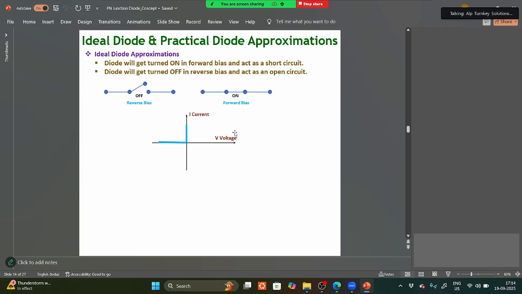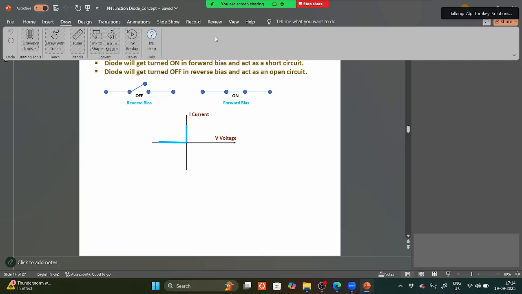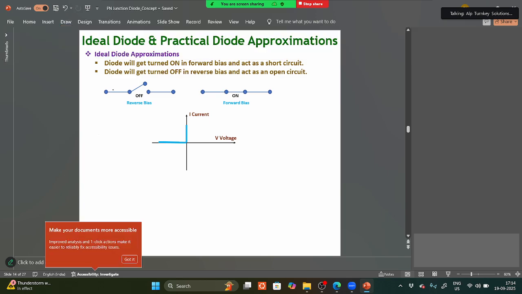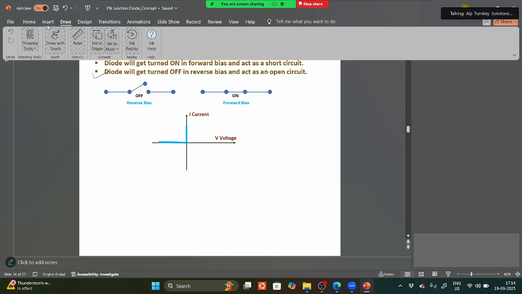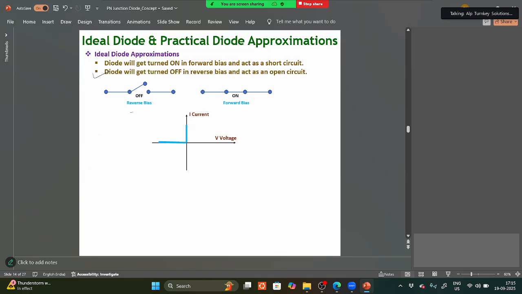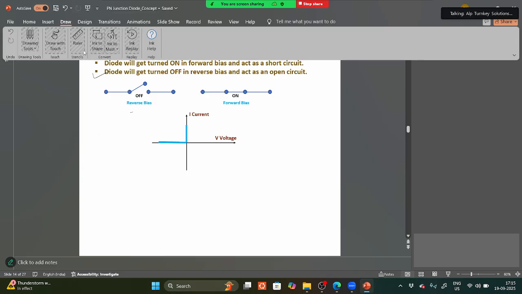So here this is the ideal diode. An ideal diode is nothing but, during reverse bias it is acting as an open switch. Okay. During the forward bias it is acting as a closed switch. Okay. During this reverse bias it is acting as an open switch.